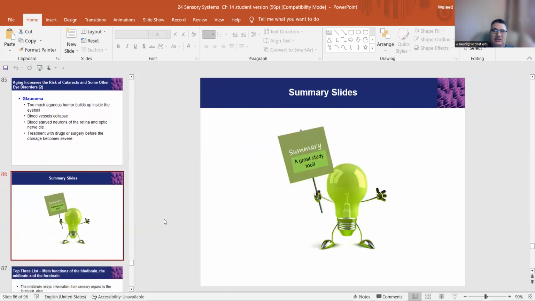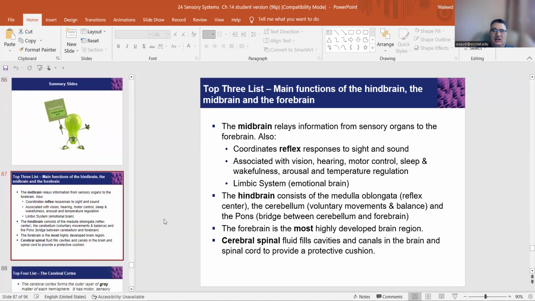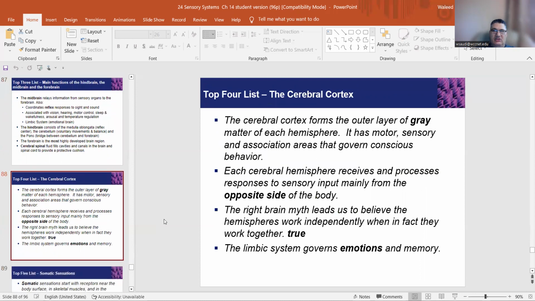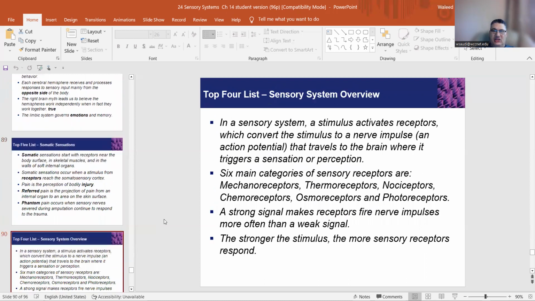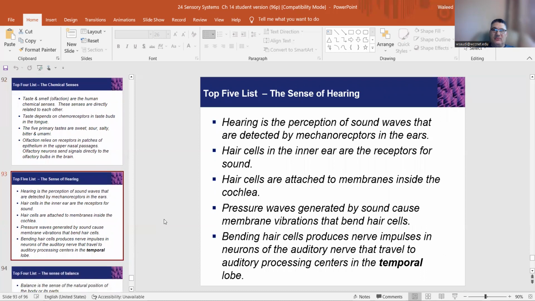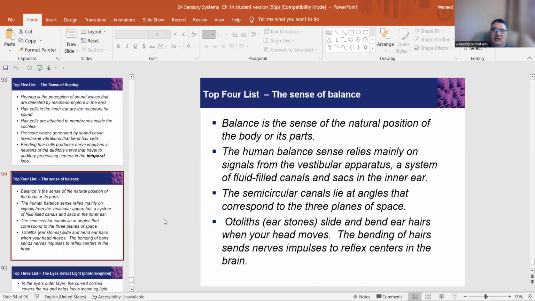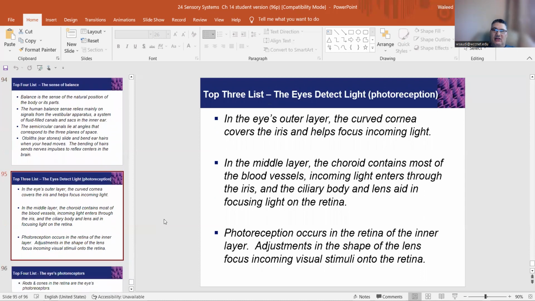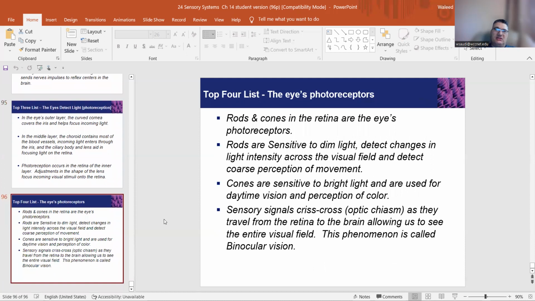And here is a summary of these. We talked about it already, starting from the nervous system with the different sensations and receptors, and then the special senses, including taste and smell with the chemoreceptors, hearing, the different parts of the ear, including hearing and balance, and then the eye with the different parts and the photoreceptors, and that's it. So let me stop here.